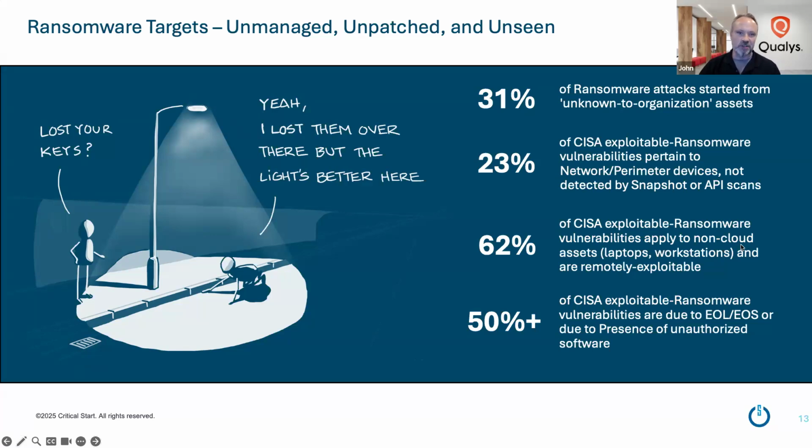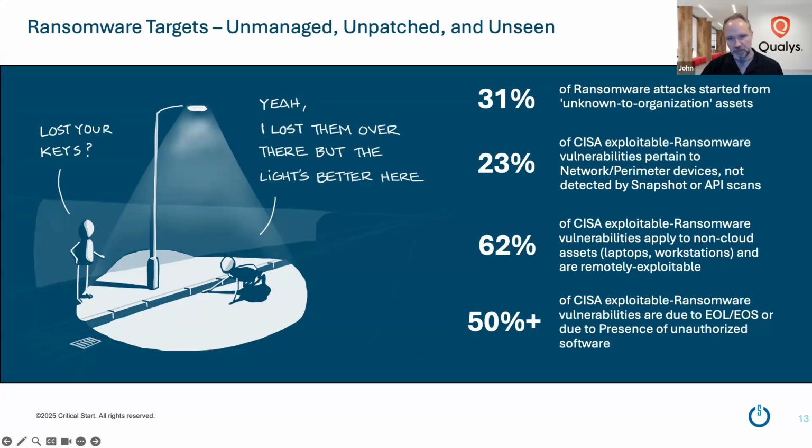So I think we all understand that. That makes sense, right? And then 23% of these were CISA-exploitable ransomware vulnerabilities pertaining to network perimeter devices. And these are not detected by snapshot or API scans. So if you have assets on a cloud service provider and you're leveraging an API connector to pull down software information and doing your inventory against that software and looking for known vulnerabilities against it, 23% of the vulnerabilities ransomware attackers are going after, you're not going to detect with an API connector alone.